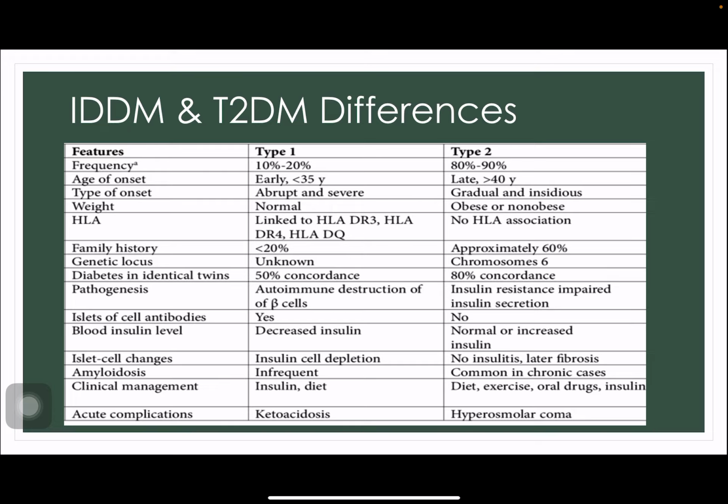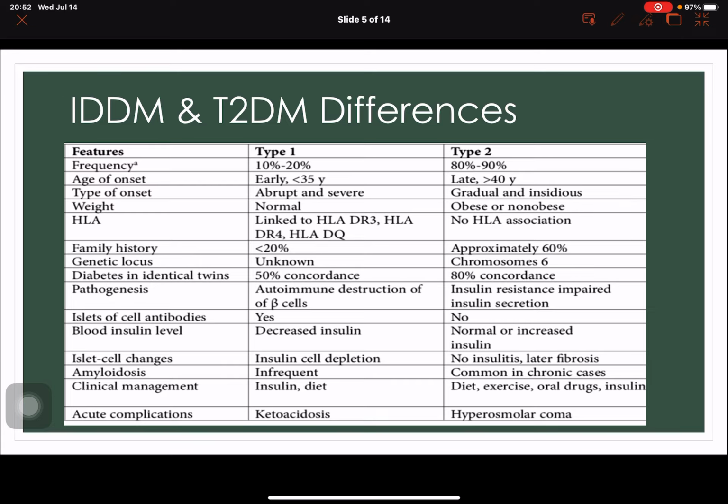Some clinical features for the differences between type 1 and type 2 are listed in this chart. As you can see, the frequency of type 1 is 10 to 20% versus type 2 at 80 to 90%. The age of onset is usually earlier in type 1, and type 2 is usually later, greater than 40 years old. Type 1 onset is usually abrupt and severe, whereas type 2 is insidious and gradual.